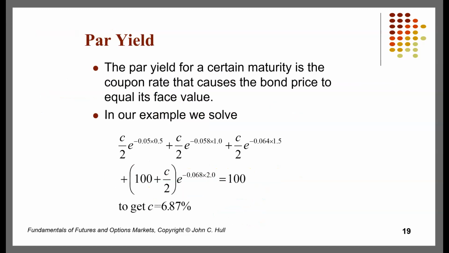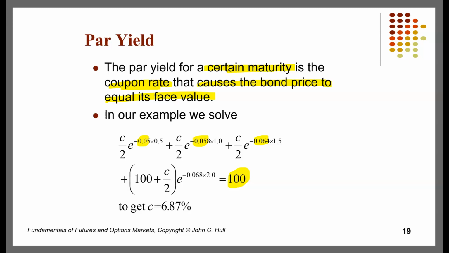And that's what we're looking at when we talk about the par yield. The par yield, for a given maturity, is a coupon rate that causes the price of the bond to equal its face value. So given that the price of the bond is equal to the face value, the question becomes, what kind of coupon rate should we use, given the zero curve, so that the present value of those cash flows is equal to the price of the bond? And if we did that, we would set up this expression as follows.